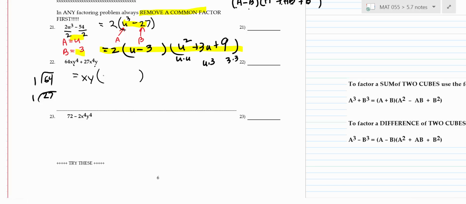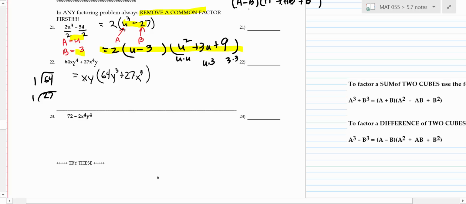Okay, so what we have here is a 64. You already have an x. What do you multiply y by to change that to y to the fourth? Y to the third, right? 1 plus 3 is 4. Okay, in the second position you need a 27. What do you multiply x by to get x to the fourth? X to the third. Okay, so that is how your first step goes, like that.